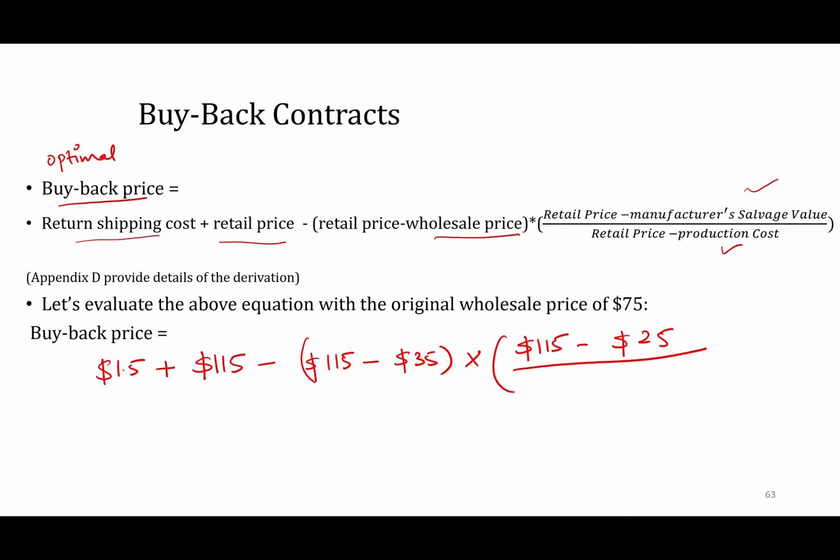Then the retail price comes out to be again 115, and then the production cost is 35. So if we solve this, we should get $71.5. All right. So go ahead and solve it and see if you get this value or not.